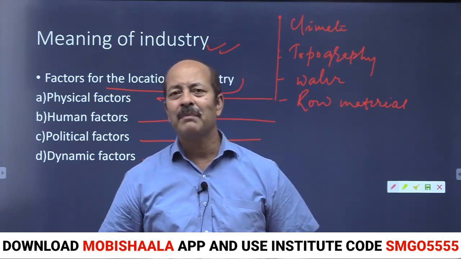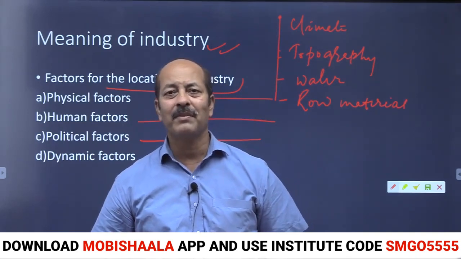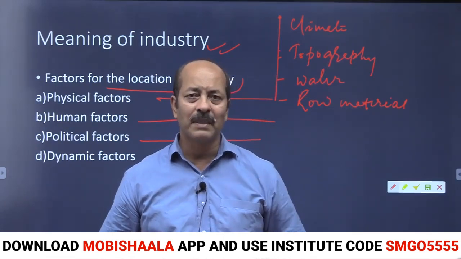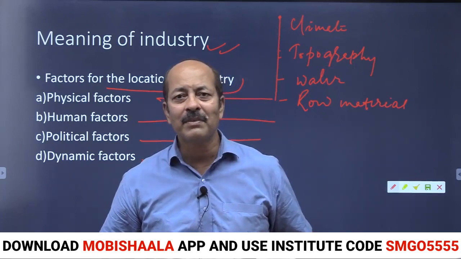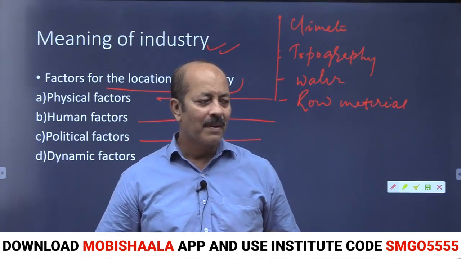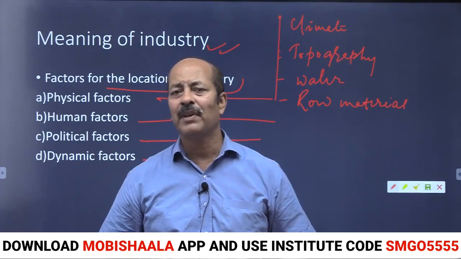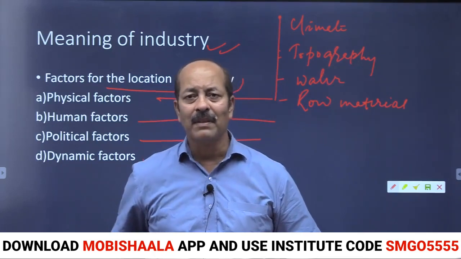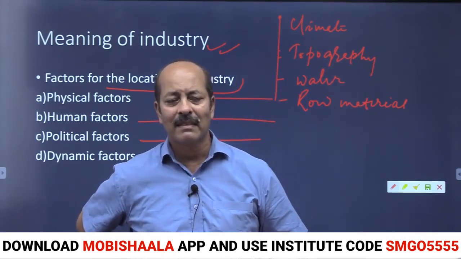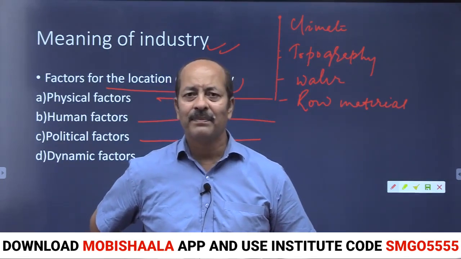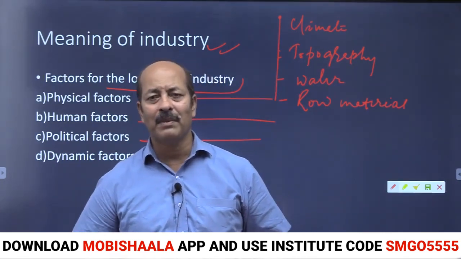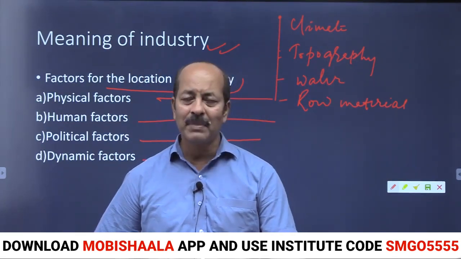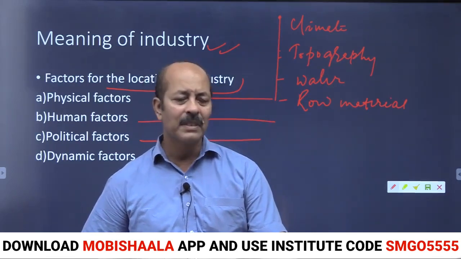Mountains, plateaus and plains are the major topography on the face of India, on the face of earth also. Mountain area is less favorable for the location of industry. Plateau areas and plain areas are more favorable for the location of industry.